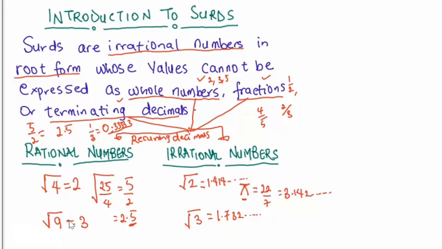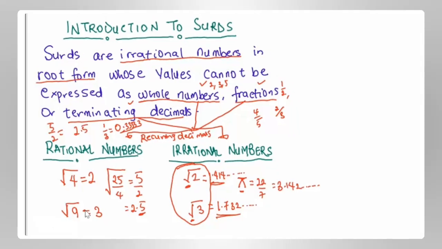So in essence, the difference between rational numbers and irrational numbers just depends on whether we can express them as whole numbers, as fractions, or terminating decimals. So when we talk about surds, these are examples of what we are talking about. They are irrational numbers in root form, that is, square roots, and their values cannot be expressed as whole numbers, just as we have seen here, 1.414. They cannot be expressed as a fraction, or they don't have a terminating decimal. So in essence, that is the definition of surds.